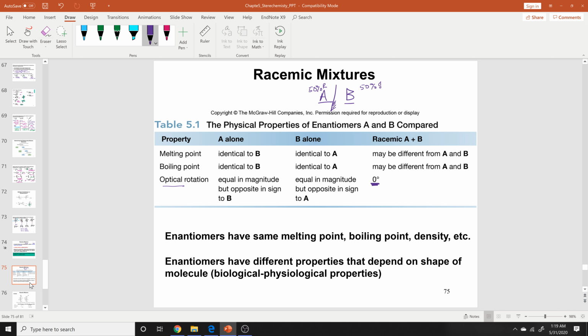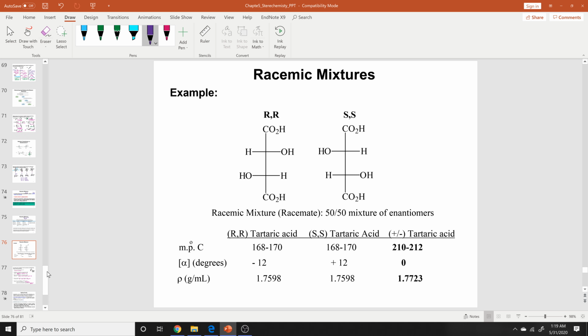Let's have an example over here, tartaric acid. This is the same example that I told you I was going to come back to. With tartaric acid, if you remember, we had two chiral centers. When we were figuring out the stereoisomers, we said we had 4 stereoisomers, but when we drew them, we ended up having 1 pair of enantiomers plus 1 meso compound.